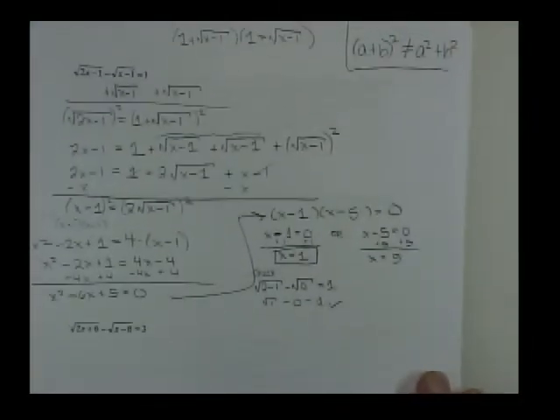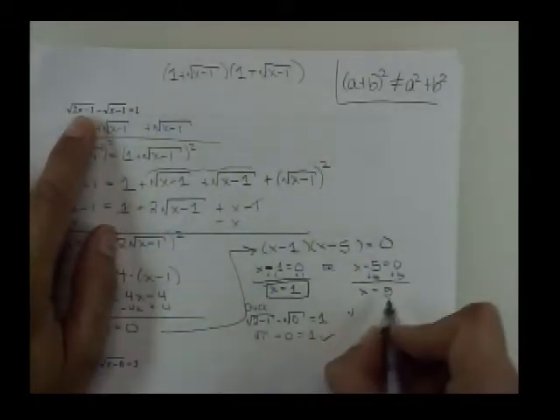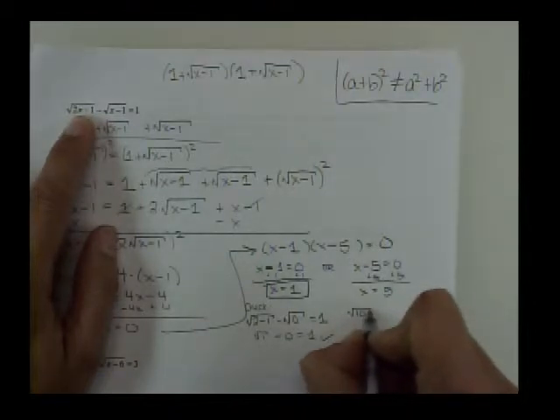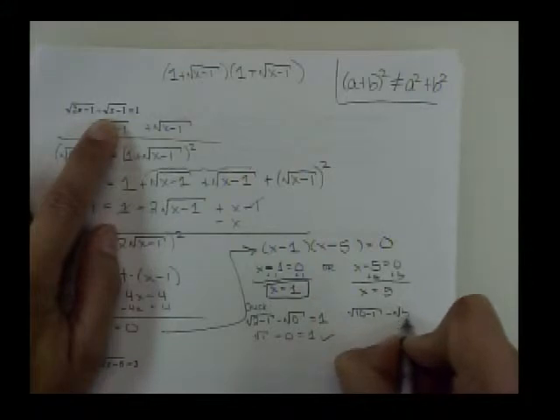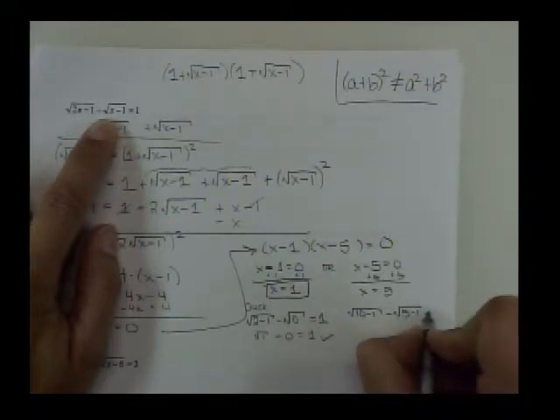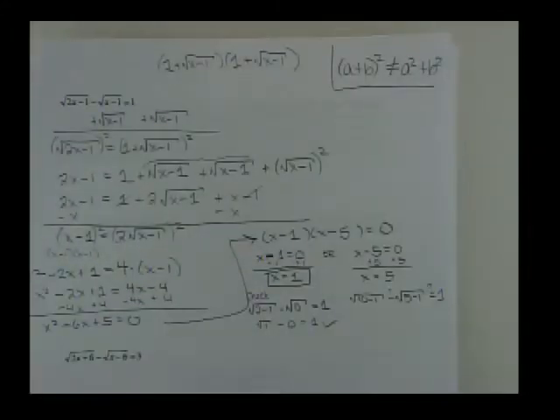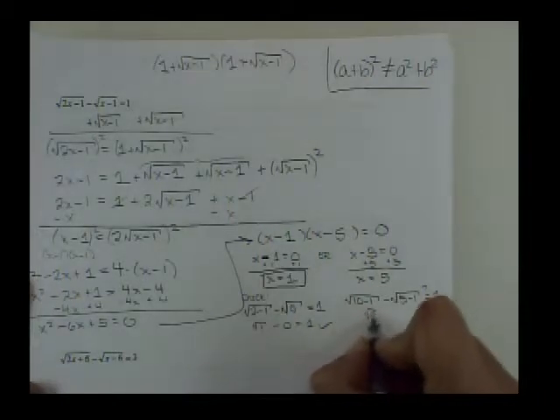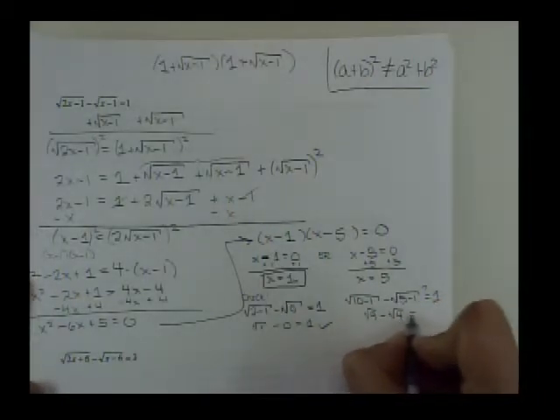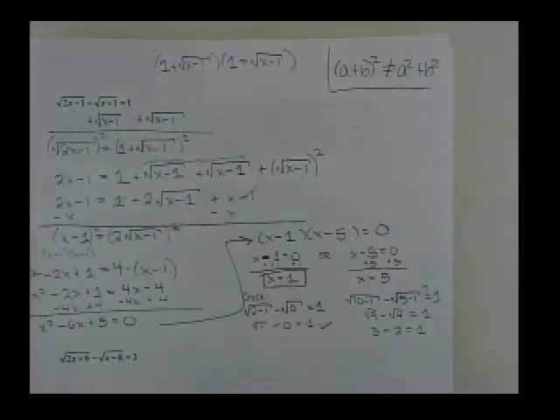Let's check 5. So the square root of 2 times 5 is 10 minus 1, minus the square root of 5 minus 1. Is that equal to 1? Square root of 10 minus 1, that's the square root of 9, minus the square root of 4. Yep, square root of 9 is 3, square root of 4 is 2. So this time both of the solutions worked.